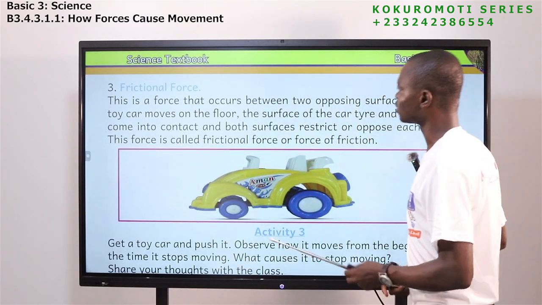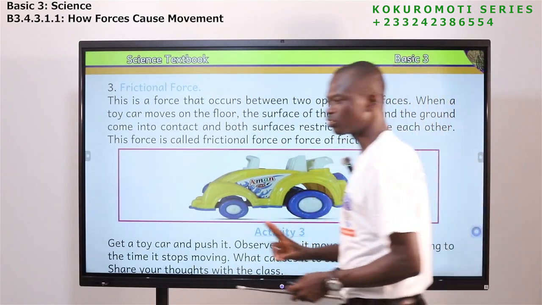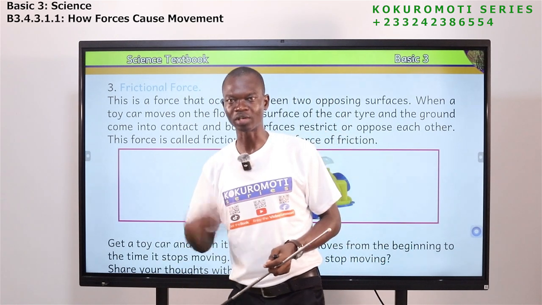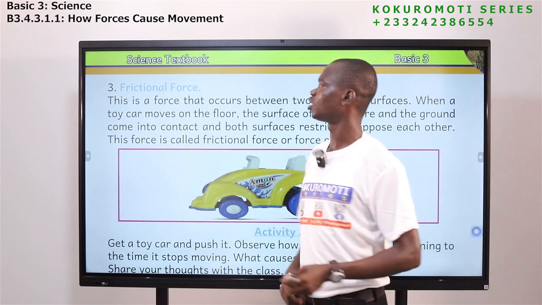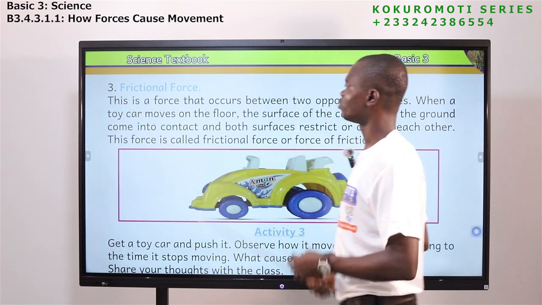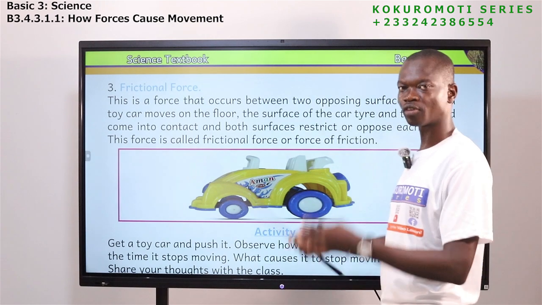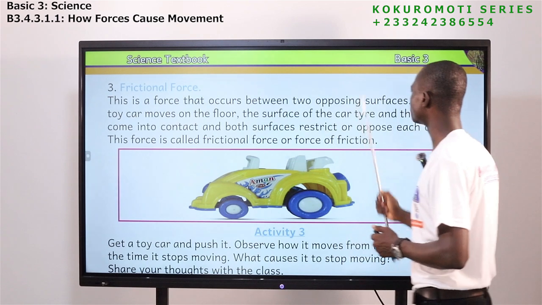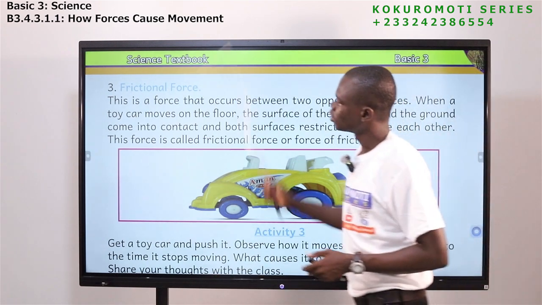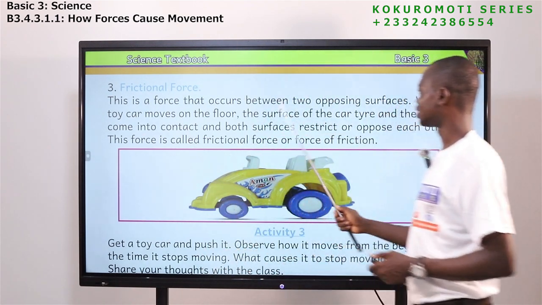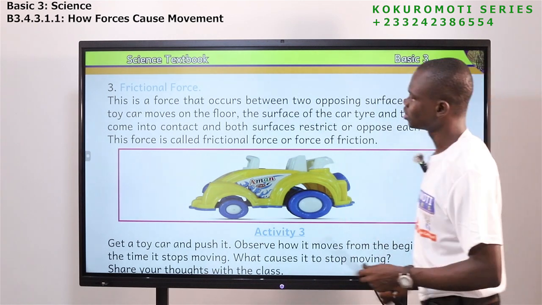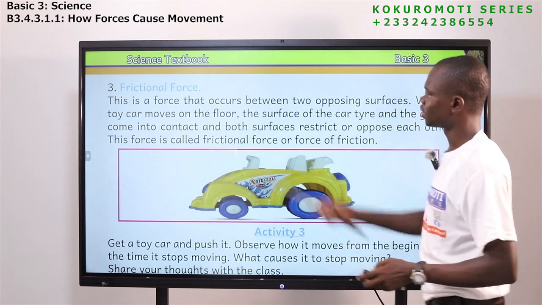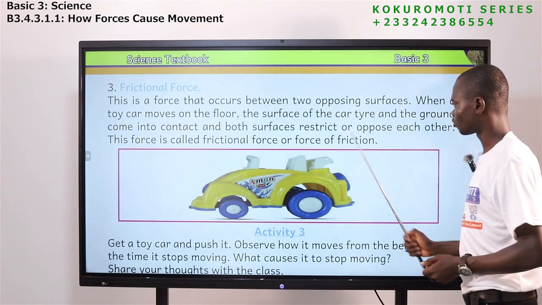Now the next one is frictional force. So we have seen two types of forces: electrostatic force and magnetic force. This is frictional force. We also call it force of friction. This is a force that occurs between two opposing surfaces. When a toy car moves on the floor, the surface of the car tire and the ground come into contact, and both surfaces restrict or oppose each other. This force is called frictional force or force of friction.